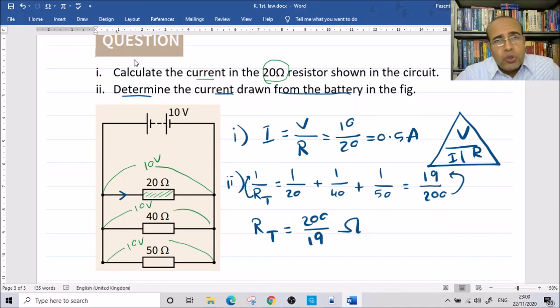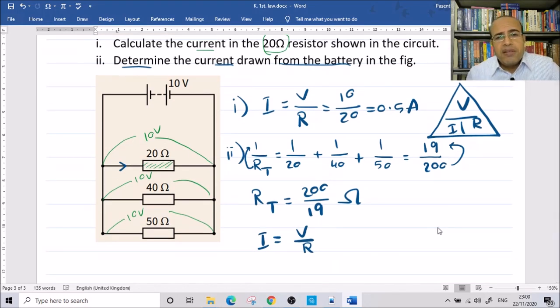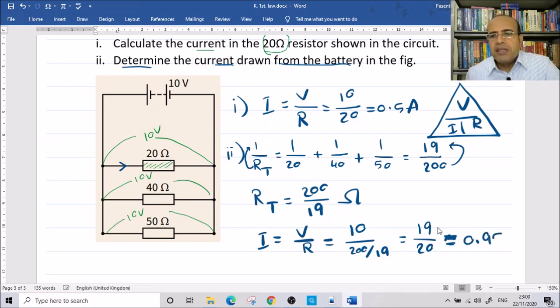We need I total. Now, what is I total? I total equals V total over R total. V total is the voltage from the battery, which is 10. R total is 200 over 19. So we write 10 divided by the answer, which is 19 over 20. So it is equal to 0.95 ampere. I hope you understand this lesson. Thank you.